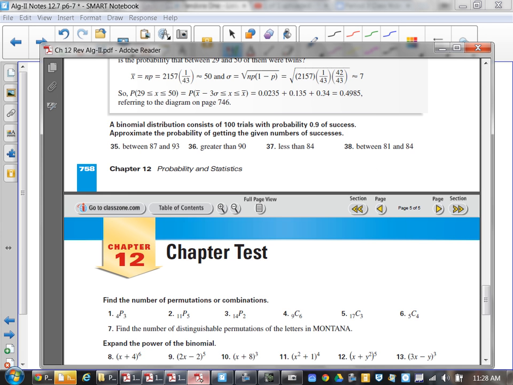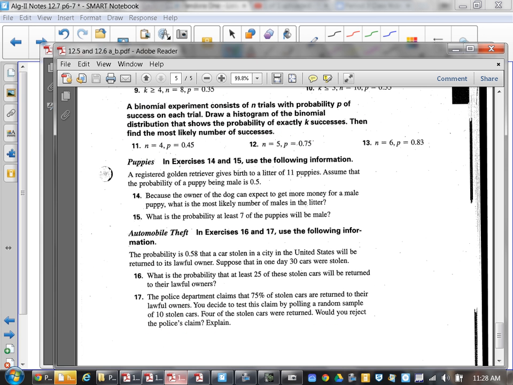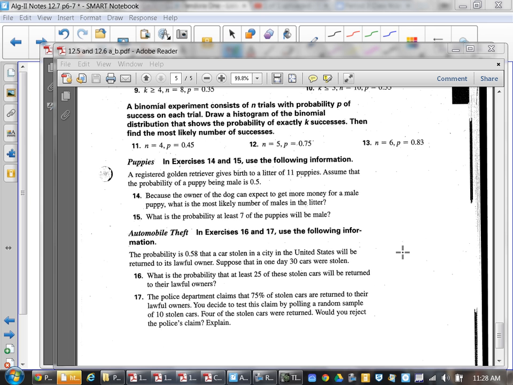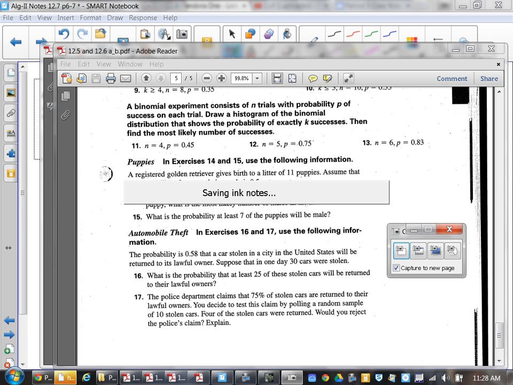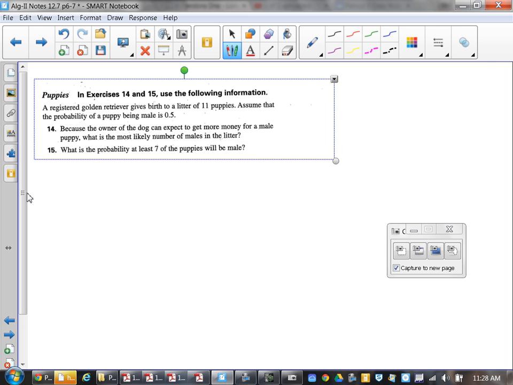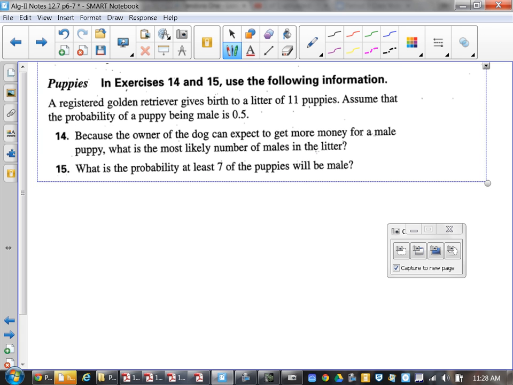Where was it? The puppy problem. In the puppy problem, they're talking about golden retrievers. A registered golden retriever gives birth to a litter of 11 puppies. Assume the probability of a puppy being male is 50%. Because the dog owner can expect to get more money for a male puppy, what is the most likely number of males in the litter?